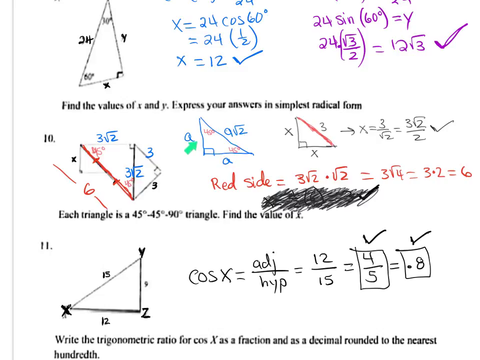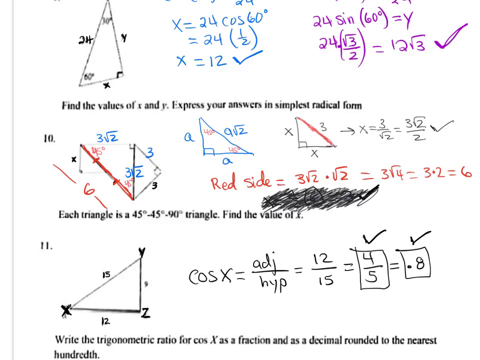So to work backwards, if the hypotenuse is A times the square root of 2, then the legs would be the hypotenuse divided by the square root of 2. So x would be 3 divided by the square root of 2. And then multiply by square root of 2 on the top and bottom. And we get 3 square root of 2 divided by 2. And that is x.